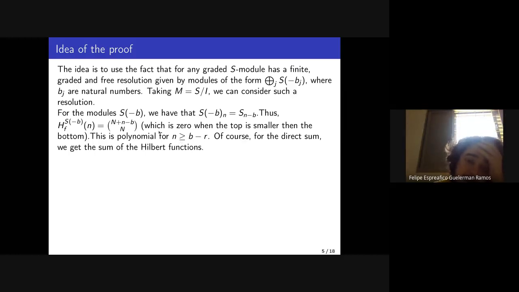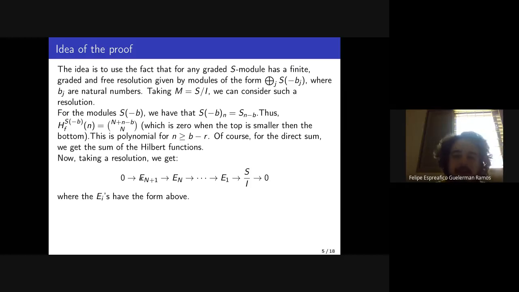Because, of course, we have this number to be positive. And so, of course, this is polynomial for n bigger than b minus n. And as we have a direct sum of modules of this form, we get a sum of this kind of function, which is polynomial for big N.